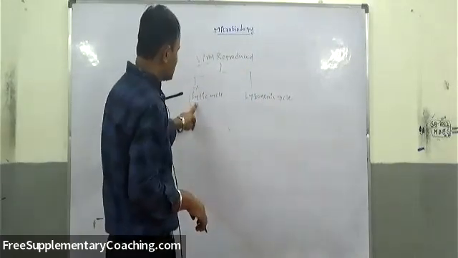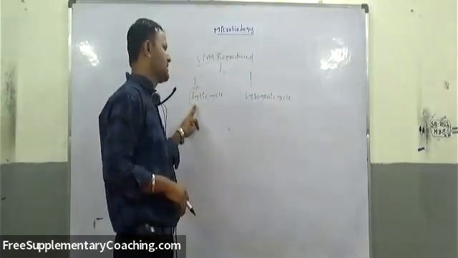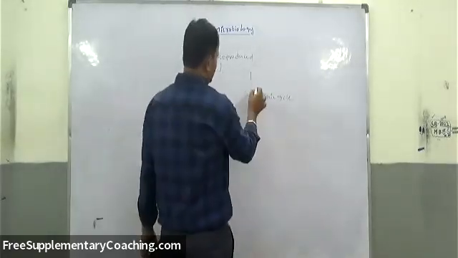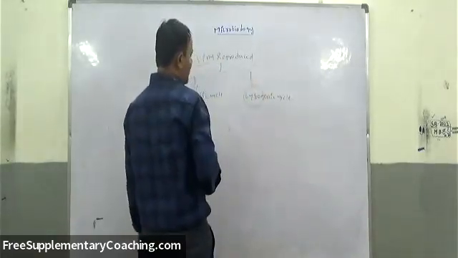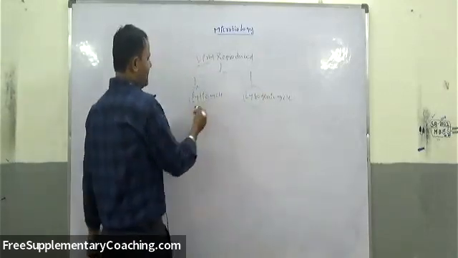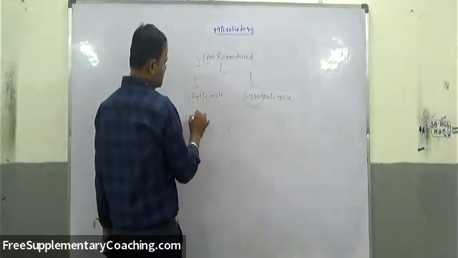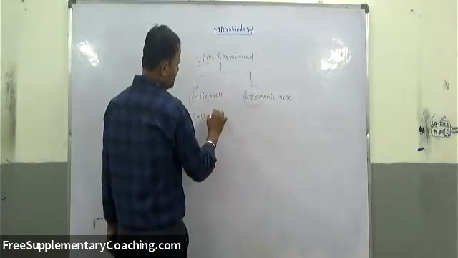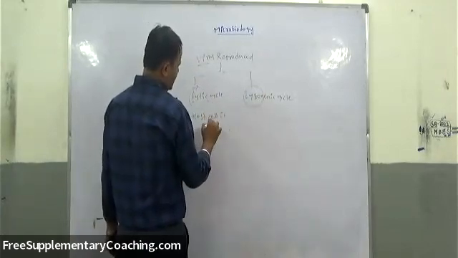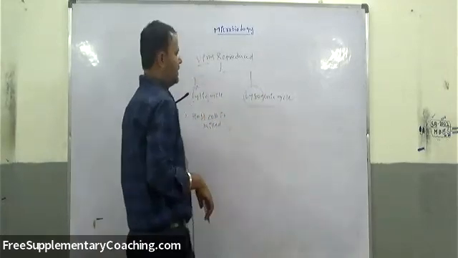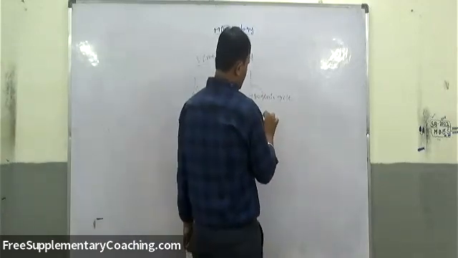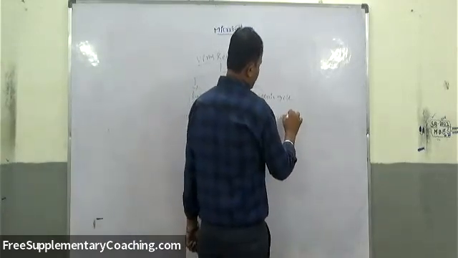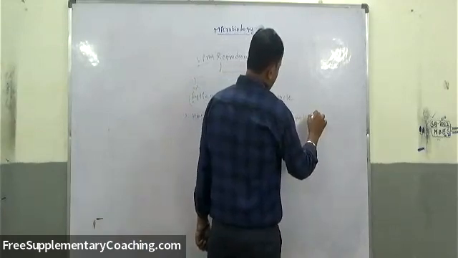Lysis means the host cell is killed. In lysogenic, the host cell is not killed, the host cell is alive. In the lytic cycle, the host cell is killed.